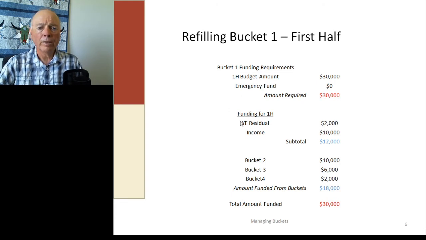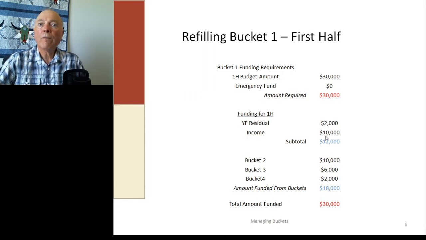Funding for the $30,000 is accomplished this manner. First, we take a look to see if there's any residual funds in the money market account, the savings account, or the checking account. In this case, we're assuming there's $2,000 there. Great. We also are planning on having $10,000 worth of income in the first half. That gives a total of $12,000 that's available to help fill the $30,000 funding requirement.